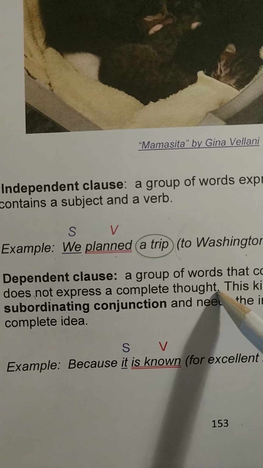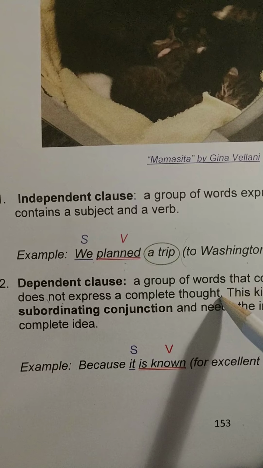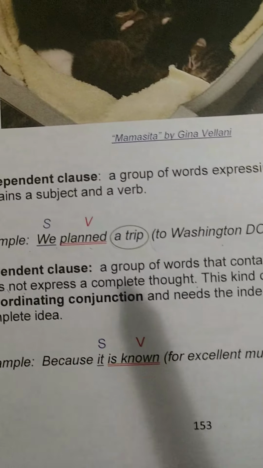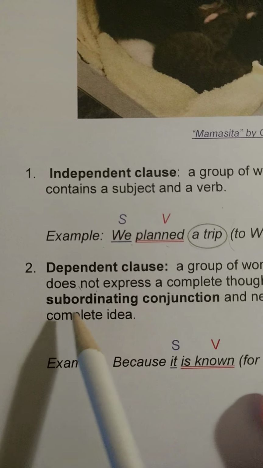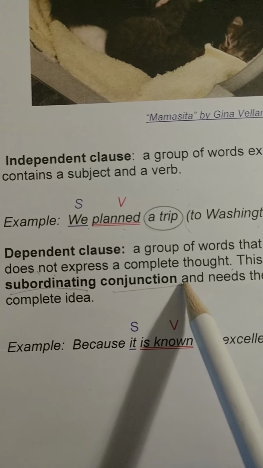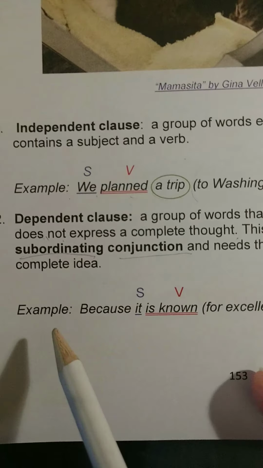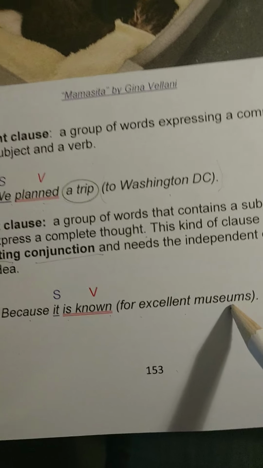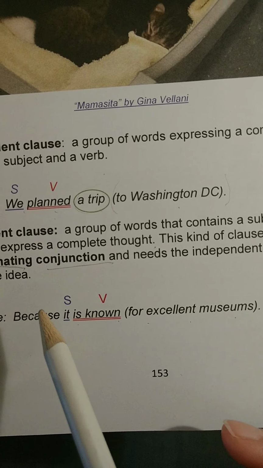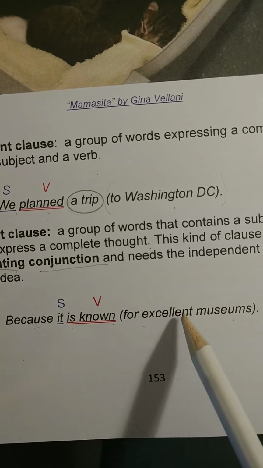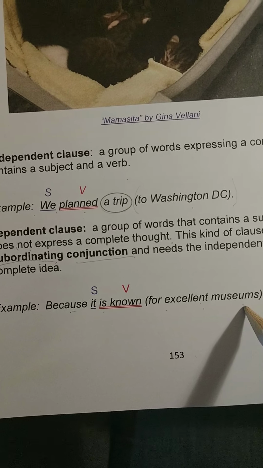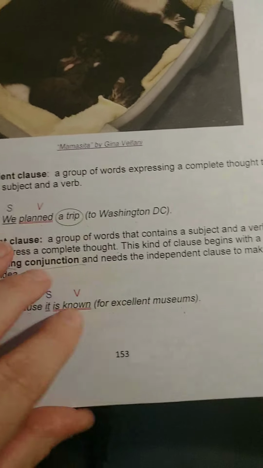Now, a dependent clause also has a subject and a verb, but it does not express a complete thought, okay? It cannot stand on its own, just like the kittens cannot live without their mother at this point in their life, okay? So a dependent clause has something called a subordinating conjunction. Okay, so here's an example down here. Because it is known for excellent museums. Okay, so this sentence in and of itself, because it is known for excellent museums, cannot stand by itself. It cannot stand on its own. It needs more. Okay? All right, let's turn the page here.